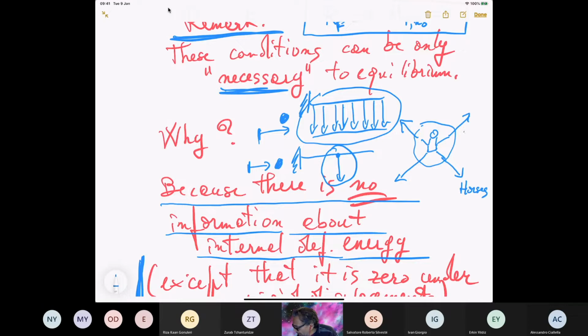Now, this F1 and this F2, F1 is equal to minus F2. This is F3 and this is minus F3.